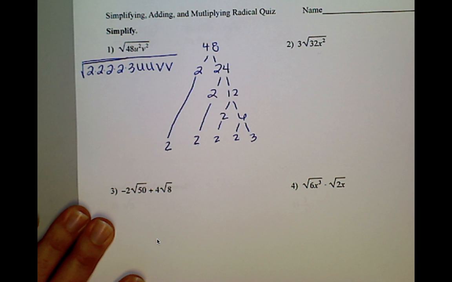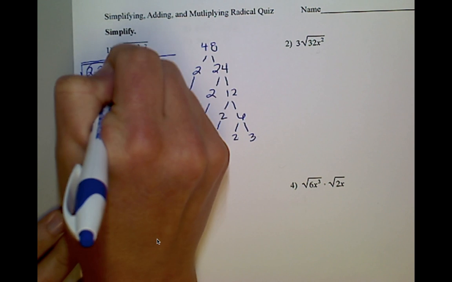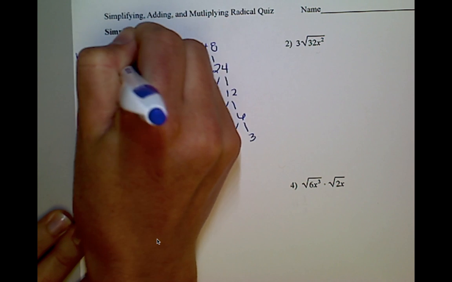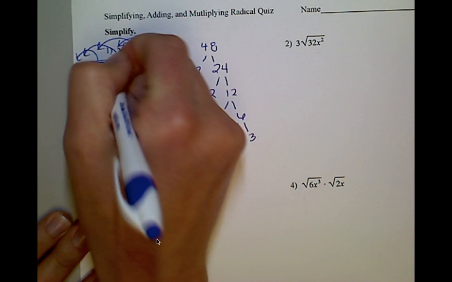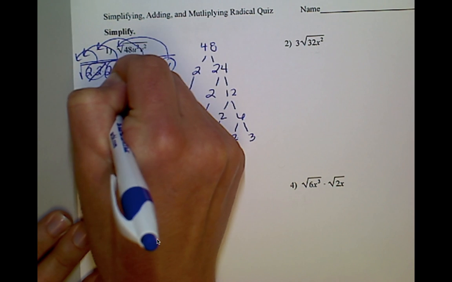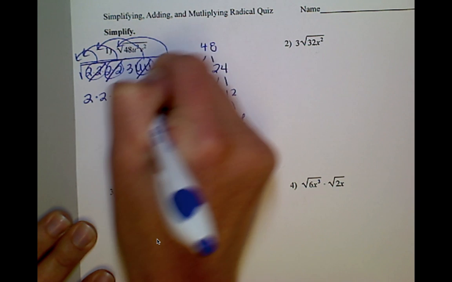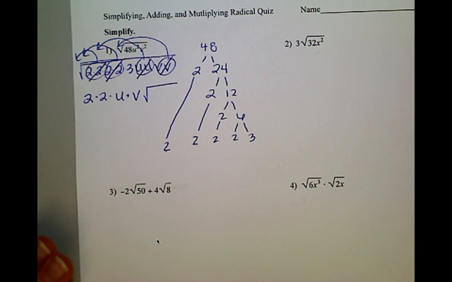Step 2, like on your graphic organizer, that should be in your cheat book, you're going to circle the pairs. Okay? And the pairs go to the outside and they're only written once, okay? So I see a pair of 2's, a pair of U's, and a pair of V's. Now, the stuff that did not get invited to the party or did not have a date to go to the party with, they get left underneath the radical. So that's just plain 3.